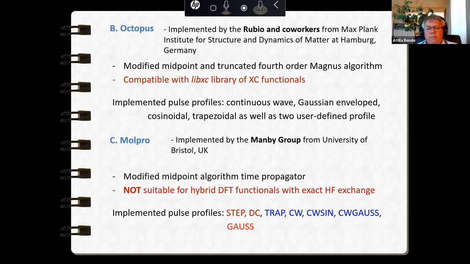Another program, but unfortunately one that is not developed any further, for real-time TDDFT theory is MOLPRO, developed by the Meyer group, only for this part of TDDFT, and they use the modified midpoint algorithm. Unfortunately, it is not suitable for hybrid DFT functionals, because of the lack of exact Hartree-Fock exchange. They also implemented several types of laser pulses.